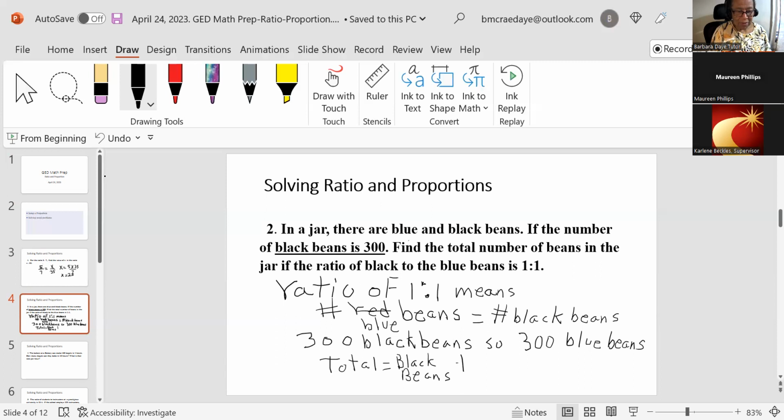Add that to blue beans. And you just put the 300 plus 300. So that's equal to 300 plus 300, and that's equal to 600. That's your answer. Got it?